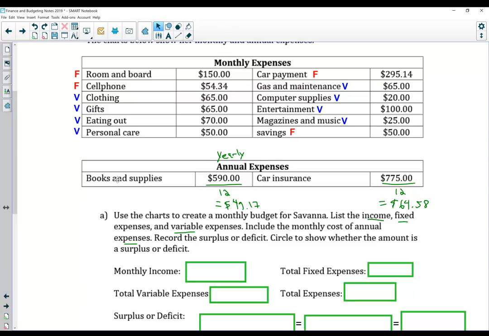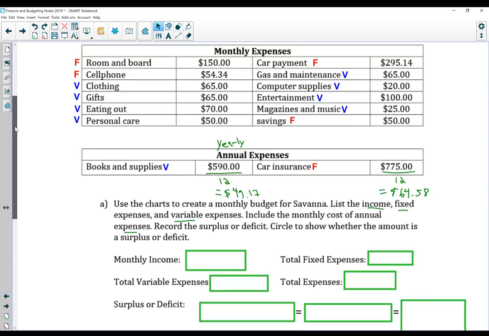Now, for annual expenses, things like books and supplies, of course, that's going to vary, so it's variable. For car insurance, I would call fixed because it's not necessarily going to change for the year. Okay, so based on that information, let's create a budget. And so in the budget, we're going to have our monthly income.